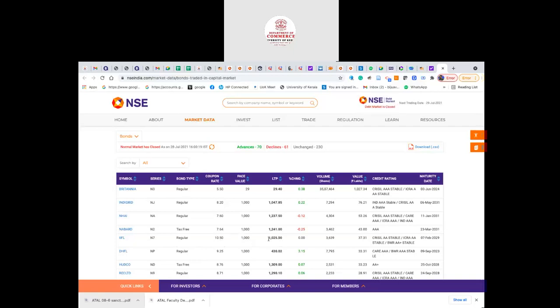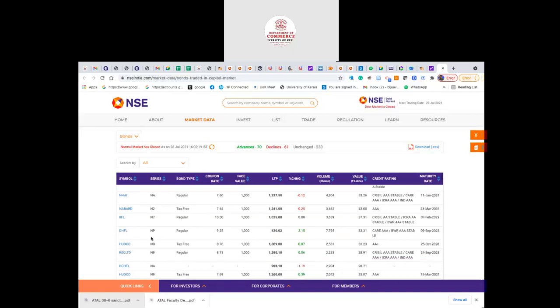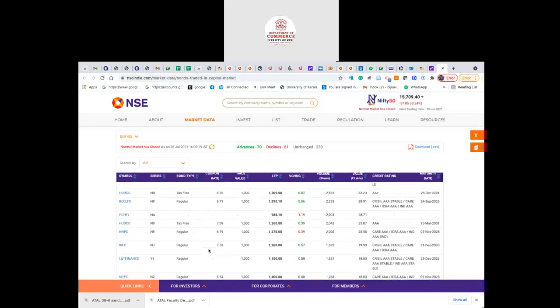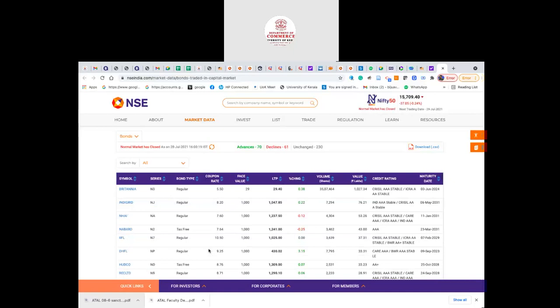If you want to purchase 1 unit of IFL, you have to pay 1025, and its original price is 1000, and the capital appreciation is that it is now 1025. If a person who purchased initially bought 10 bonds, he invested 10,000, but now the price has increased by 25 rupees, so 1025 into 10 is the current value of the investor, and he will also be eligible for the interest of 10.5 percent. There are other bonds, DHFL. You can compare the bonds and purchase them. If you are interested, you can purchase these bonds through your broker.